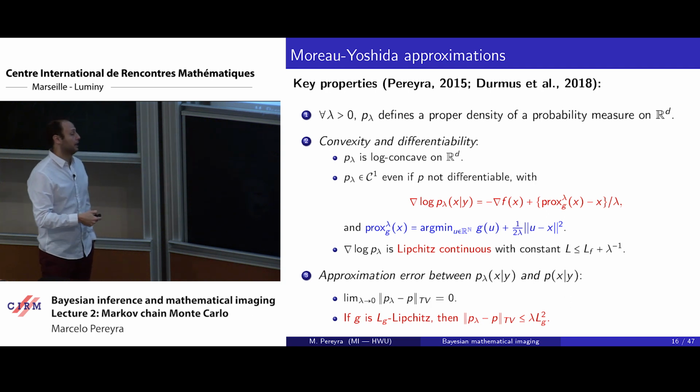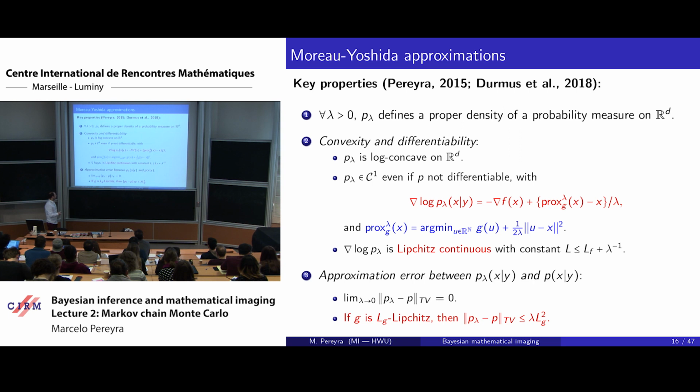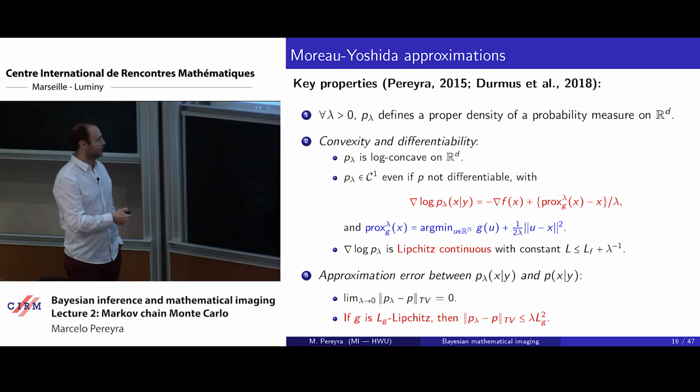And how bad is this approximation? Well, it's not that bad. If you choose lambda small, you converge to p. You can show this in different ways. Here it's in TV norm, which is a way of measuring errors in terms of worst case scenario if you compute a probability with respect to p instead of p lambda. We can show that there is no estimation error when lambda goes to 0.